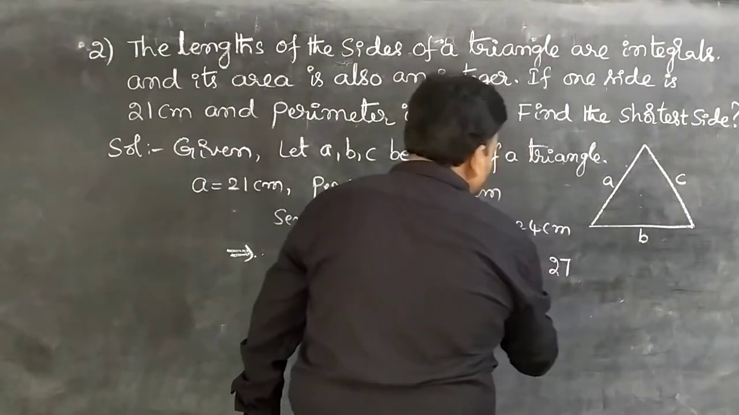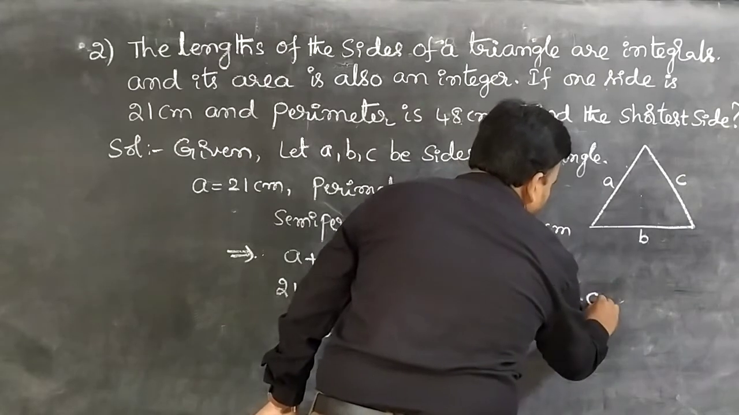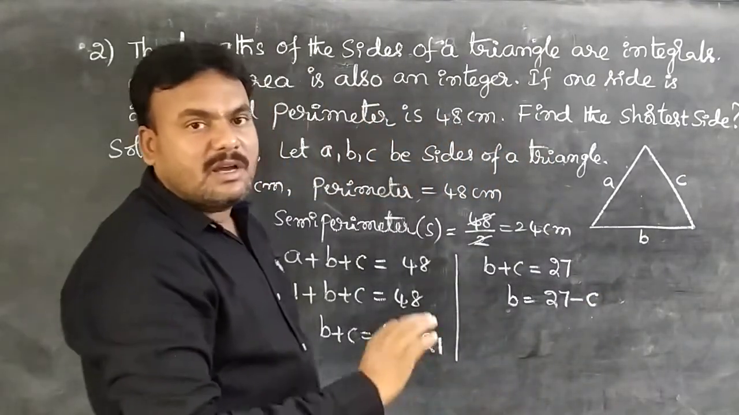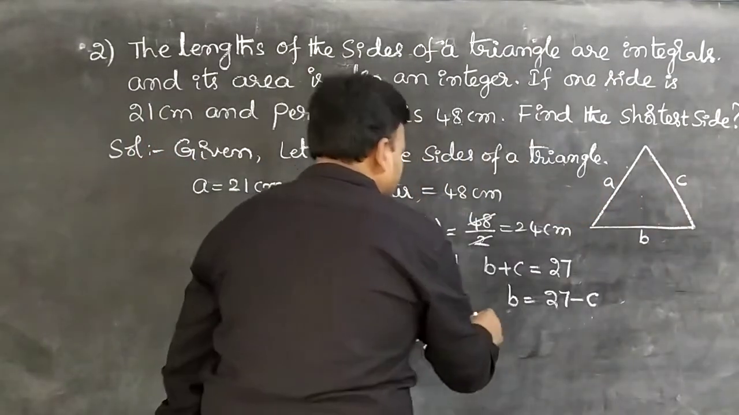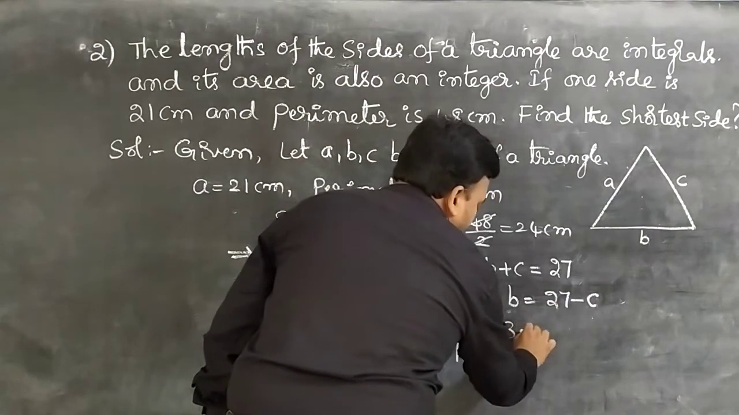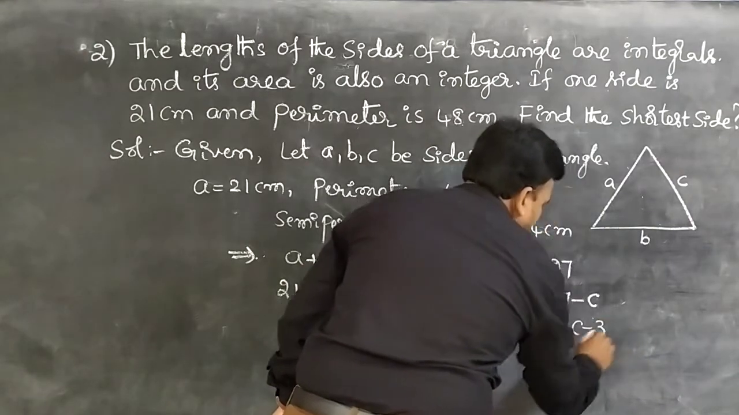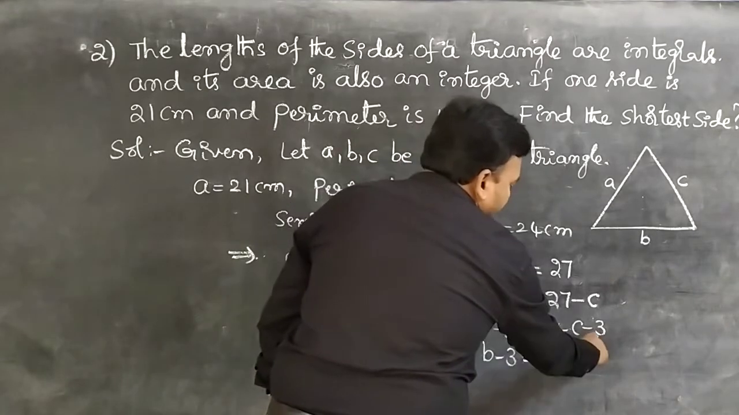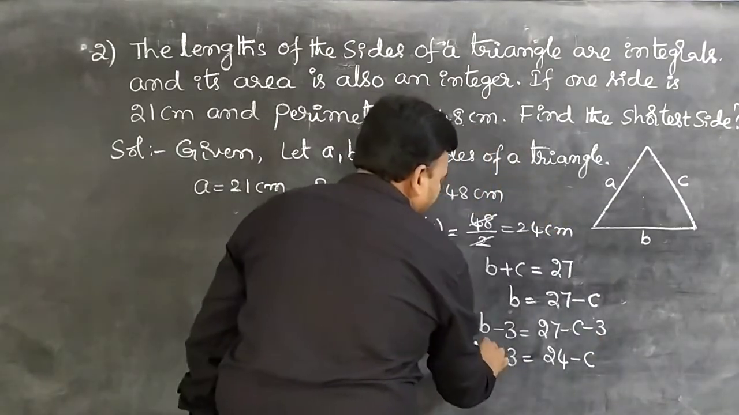So plus C transfers to the right side and becomes minus. B equal to 27 minus C. Now take subtraction, subtracting 3 on both sides. If B value is this, then minus 3 taken on both sides. B minus 3 equal to 27 minus C minus 3. Finally, B minus 3 equal to 27 minus 3, nothing but 24 minus C, students.